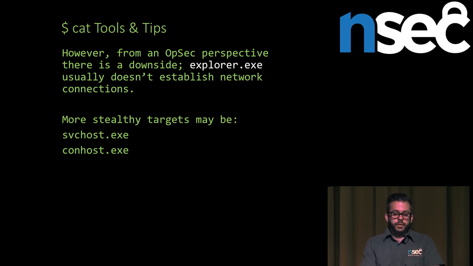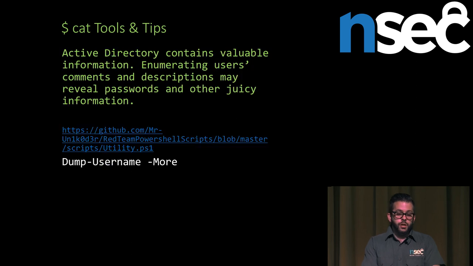Active Directory contains a lot of valuable information. There are probably 200 or 300 fields for each user, so you'll be surprised at all the information that you can find. There are a bunch of utilities that can dump the comment and the description, and you'll be surprised how many times we found hard-coded passwords in the comment for service accounts and stuff like that.